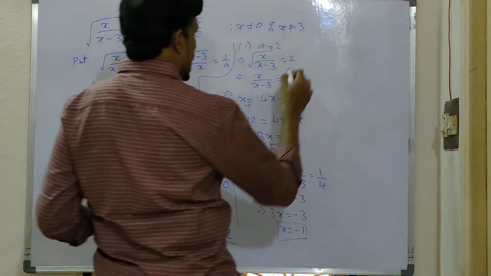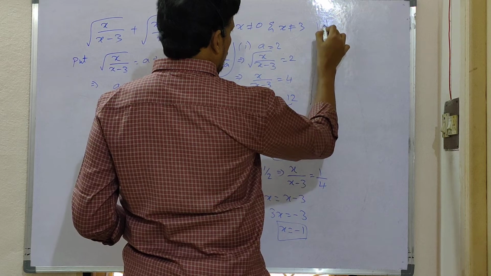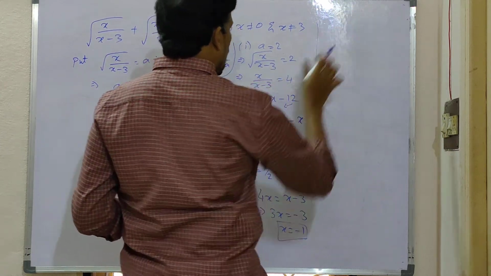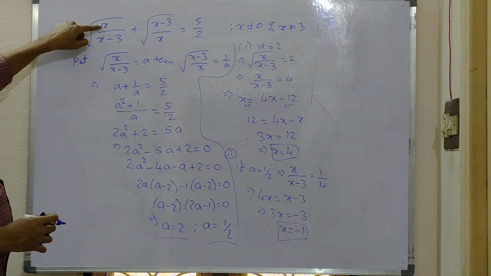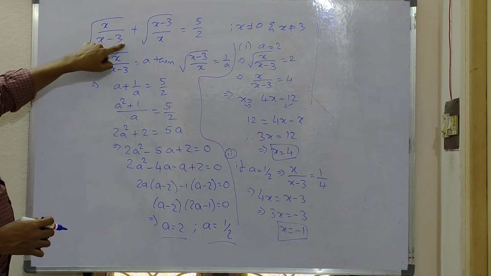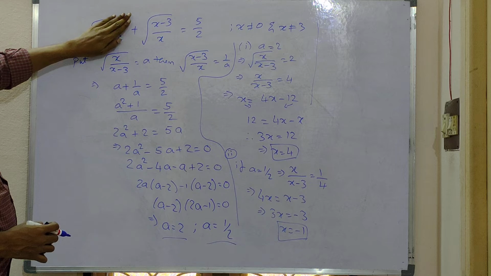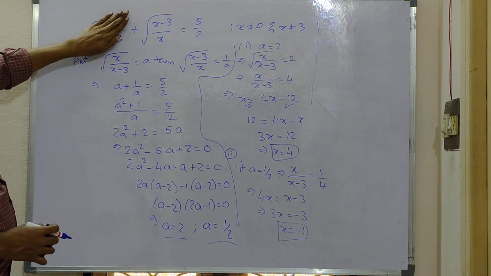Just verify what you are getting here. If x is equal to 4, right, here this will be 4 by 4 minus 3 is 1. That means 4 by 1 is 4, root 4 is 2.